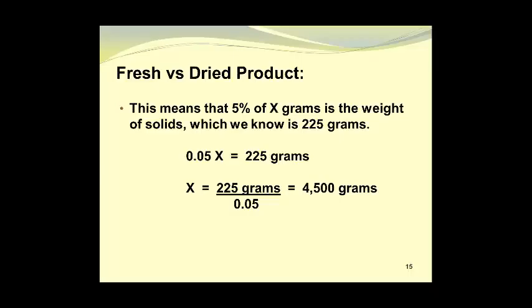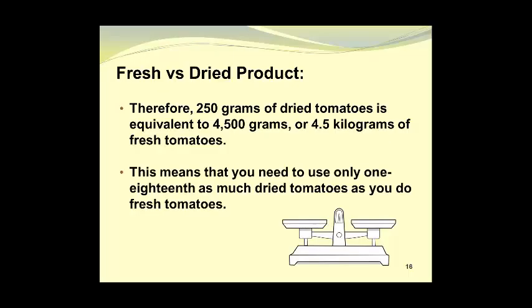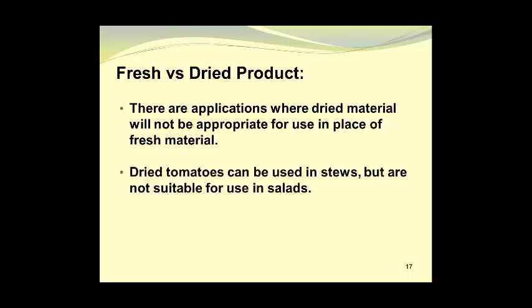Solving for x, we get a value of 4,500 grams, or 4.5 kilograms. Therefore, 250 grams of dried tomatoes is equivalent to 4,500 grams, or 4.5 kilograms, of fresh tomatoes. This means that you need to use only 1/18 as much dried tomatoes as you do fresh tomatoes. And of course, this depends on the end use. There are applications where dried material will not be appropriate for use in place of fresh material. Dried tomatoes can be used in stews, but are not suitable for use in most salads.